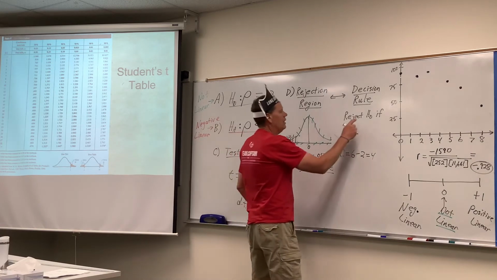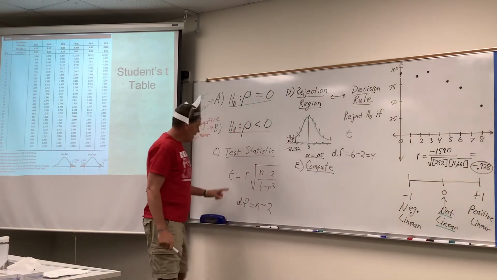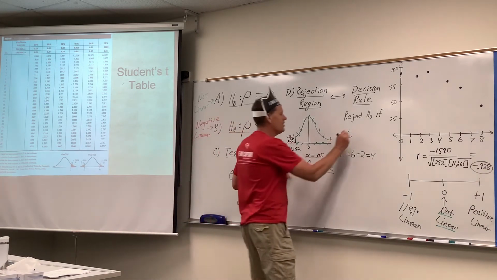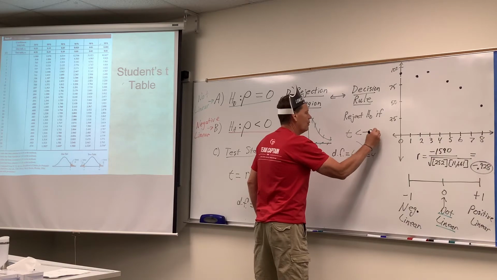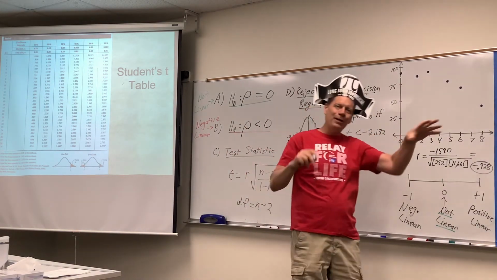Reject the null hypothesis if t, in the next step when we plug numbers in, ends up being less than the negative 2.132. All right, and I'm keeping all this up here because we need it for later on.